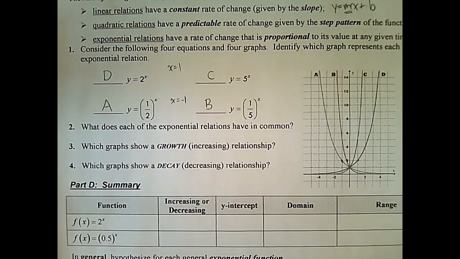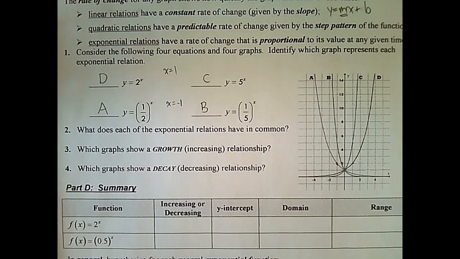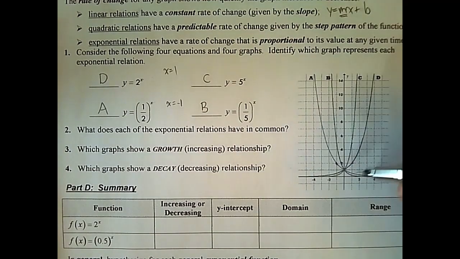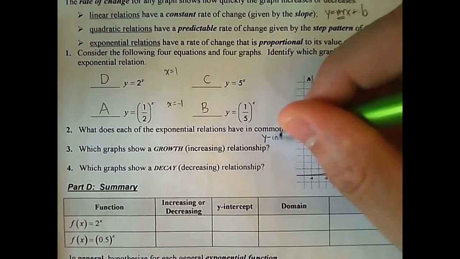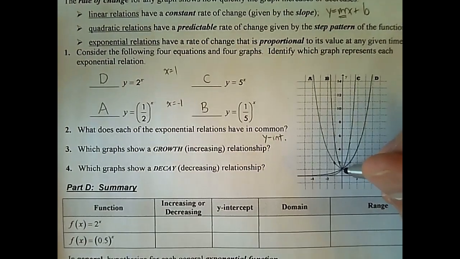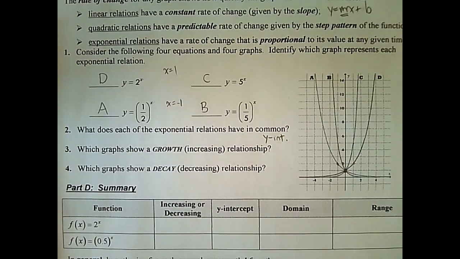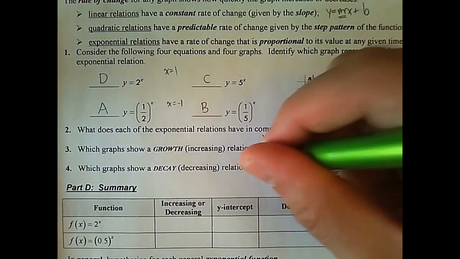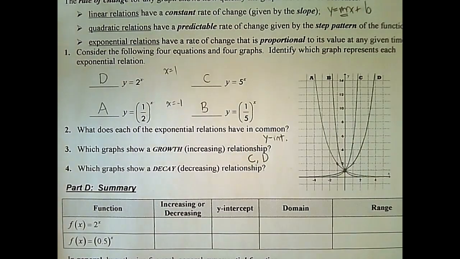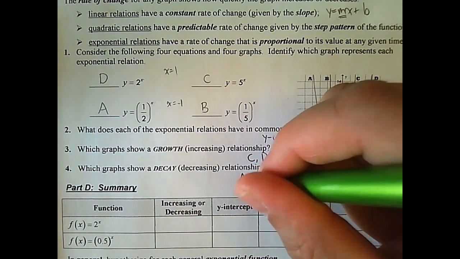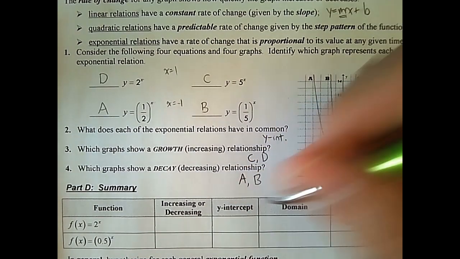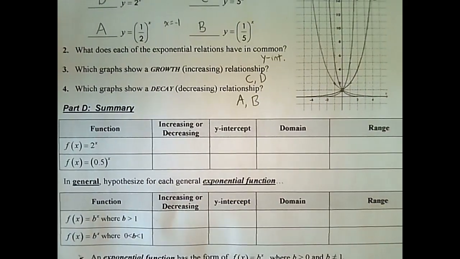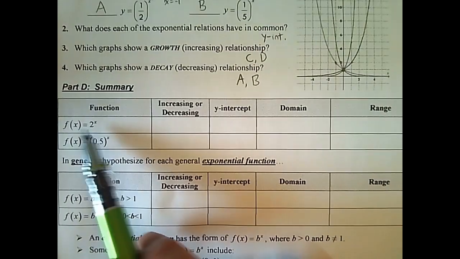So what does each of the exponential relations have in common? Well, they all have this y-intercept in common of (0, 1). Which graphs show growth or an increasing relationship? This is C and D. And which ones show decay? Well, that would be A and B. Decay means decreasing.